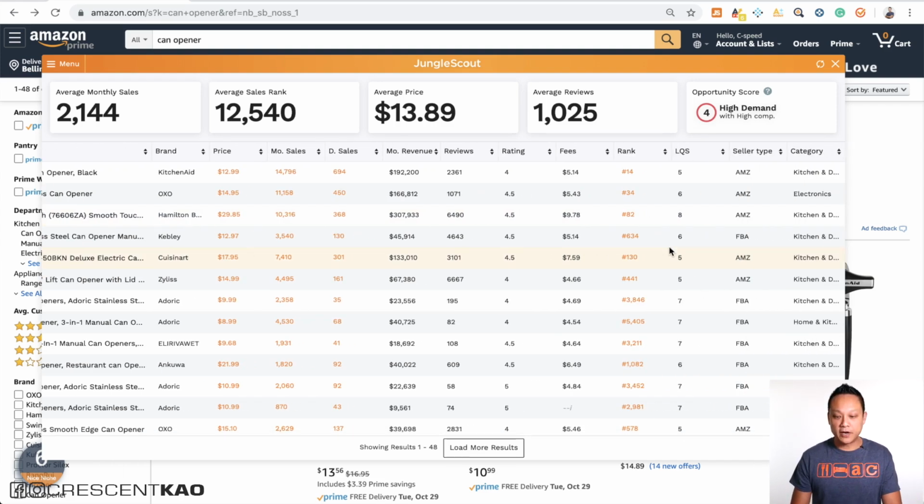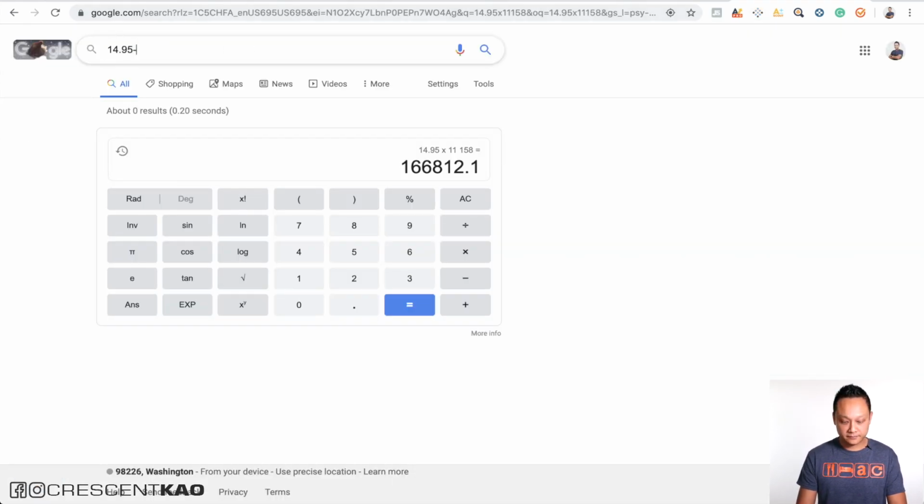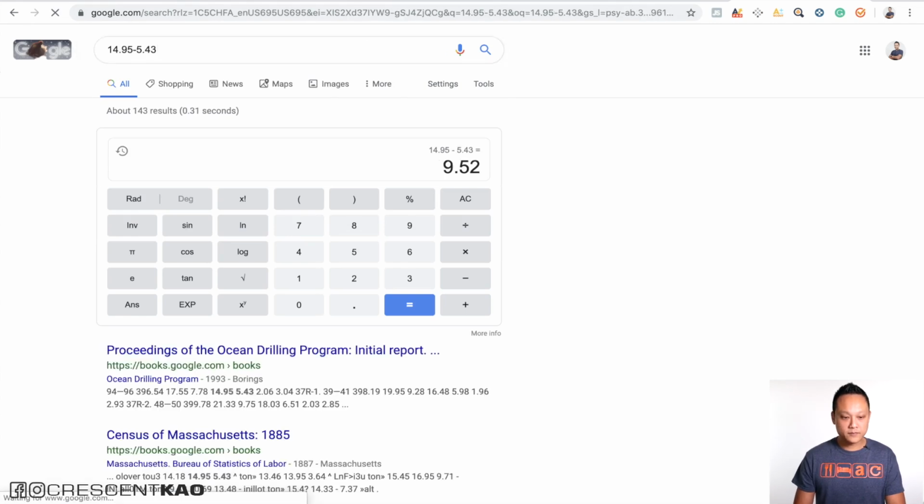Okay, so if you scroll over to the right, you can see here that it actually shows you what the fees are. And these fees are the Amazon FBA fees. That's the referral fee and the pick and pack fee. Okay, and this OXO one is $5.43. So if you were to take the $14.95 sale price and subtract the $5.43, this is your gross profit. Okay, that's another term for you. So if we take $14.95 and subtract $5.43, you have a gross profit of $9.52. This means you're making $9.52, not including the cost of the unit itself.